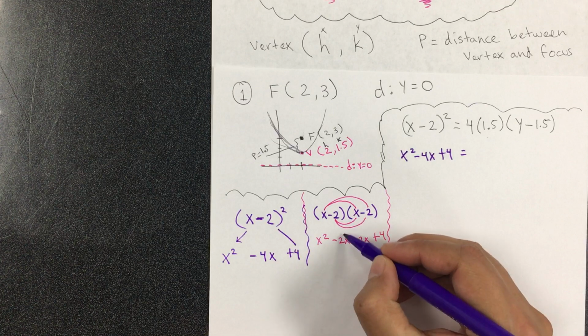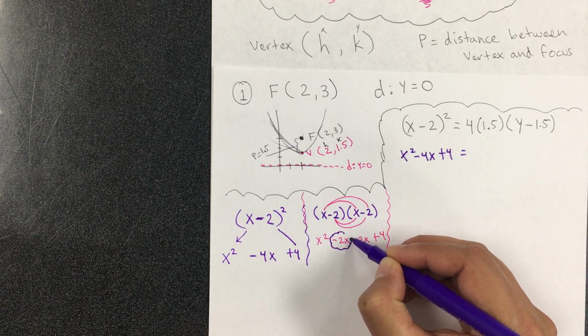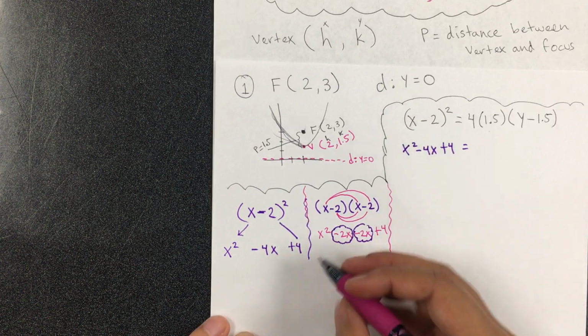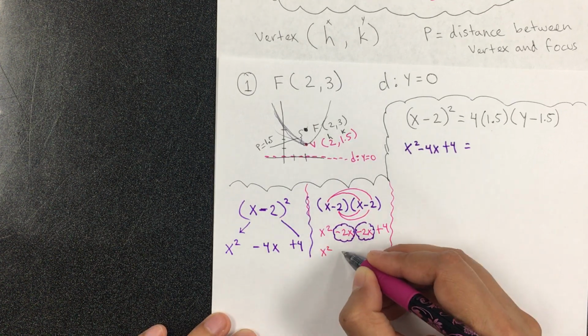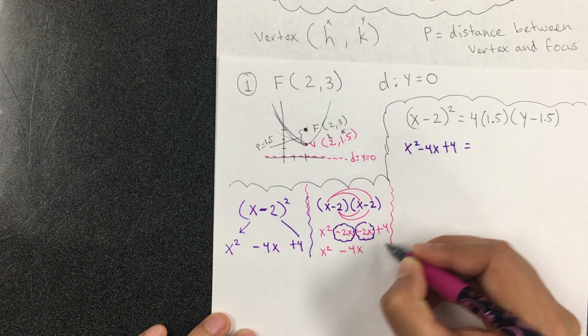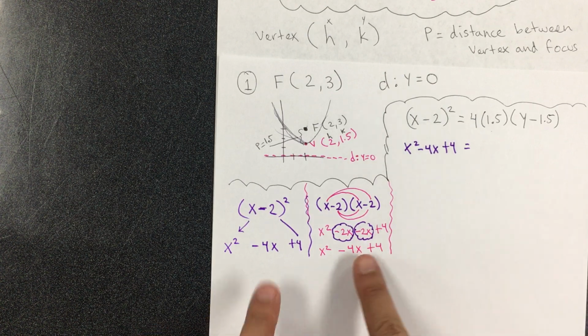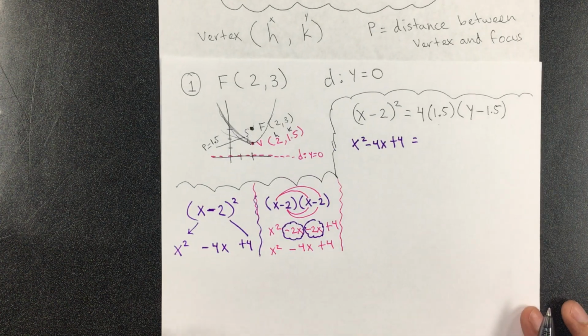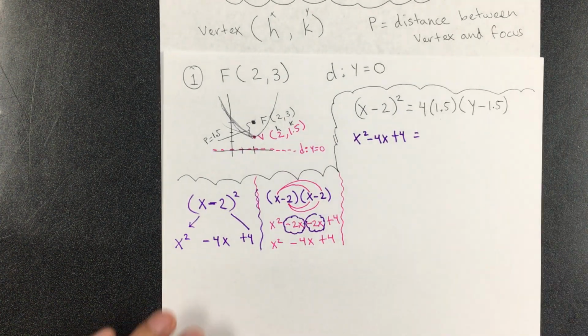After that, we combine like terms, and we get x squared minus 4x plus 4. As you can see, you get the same answer, okay? And that's what we're going to be putting in there. Okay, let's continue with the rest.